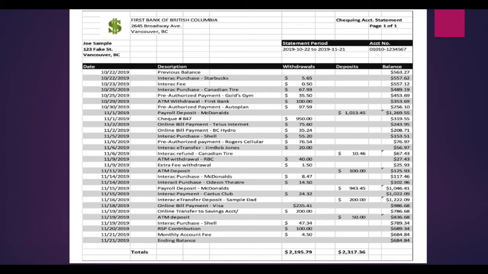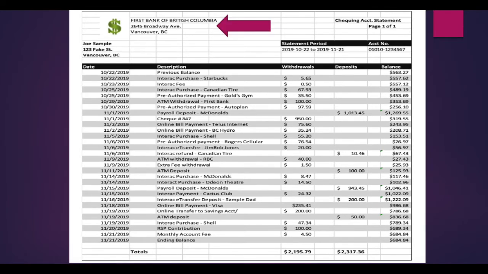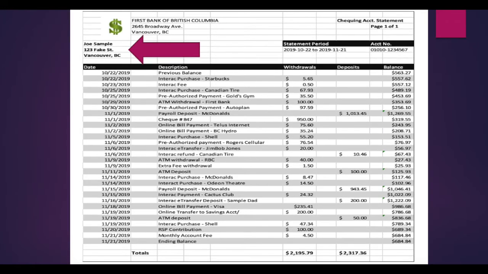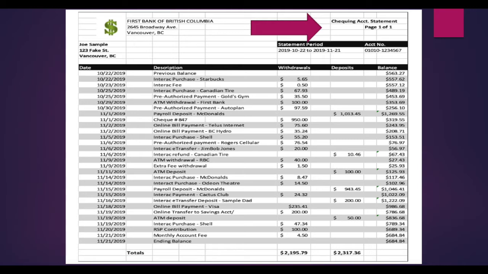So let's take a look at what a typical Canadian bank statement would look like from our fictitious bank, the First Bank of British Columbia. So here's some of the information you might see on a new bank statement. First, we see the name of the bank and the name of the account holder, Joe Sample. On the right-hand side, we see that it's for a checking account, and there's one page. Below that, we see the statement period, which is the dates that the statement covers. This one goes between the 22nd of October, 2019 to the 21st of November. And then we have the account number.